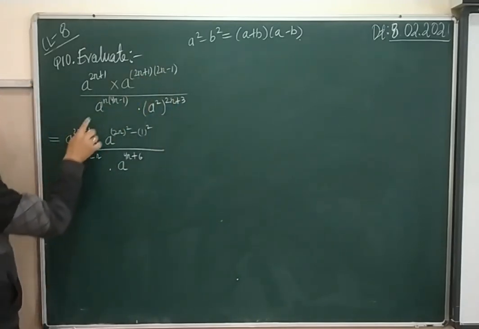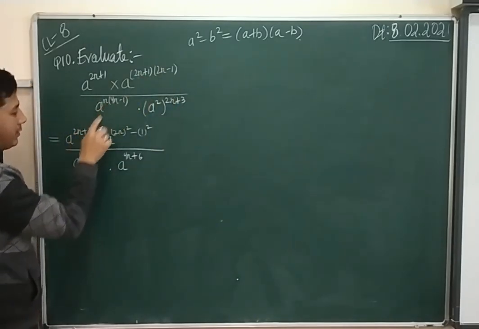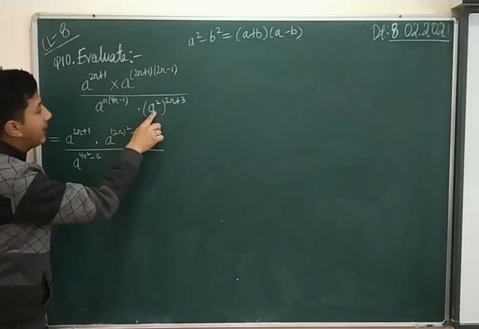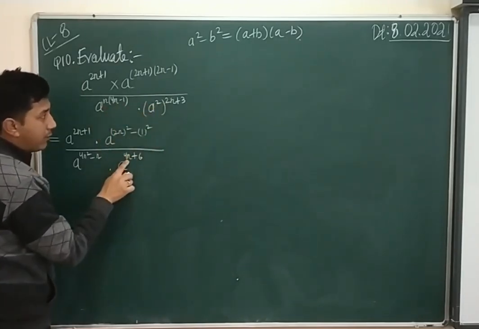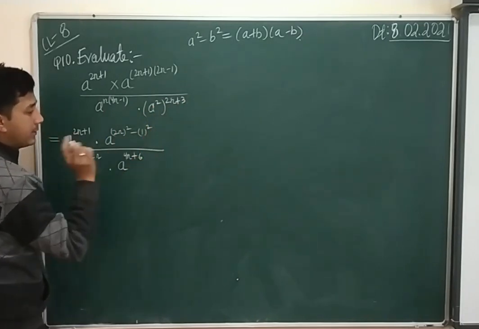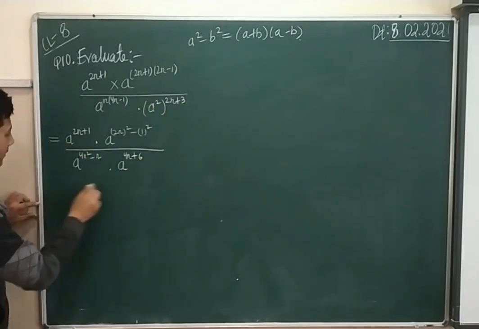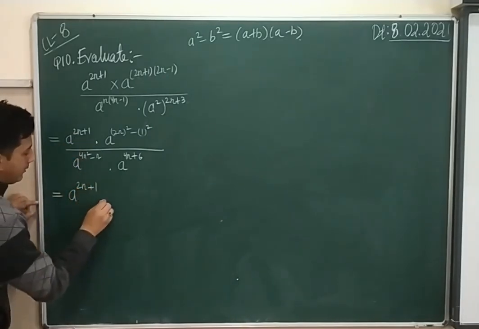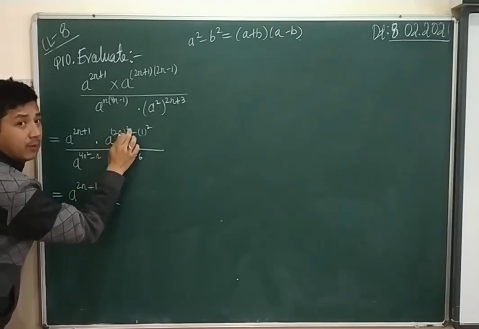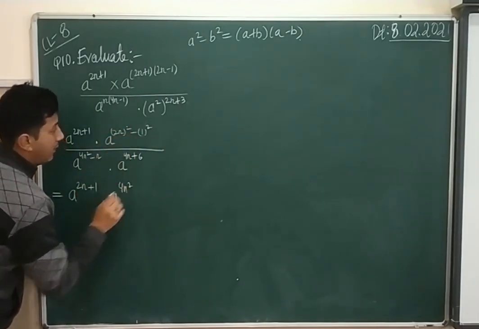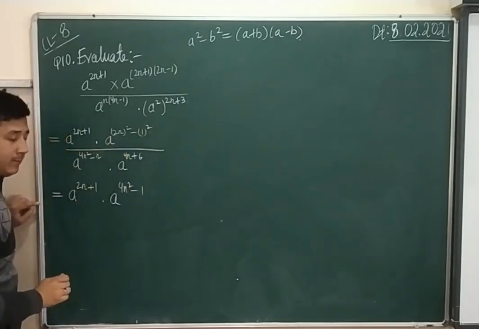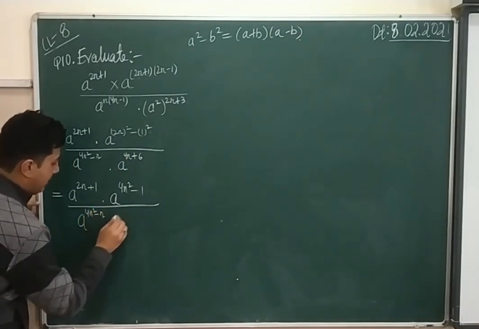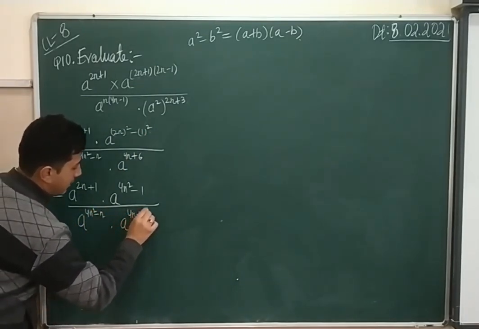Okay? Using the formula. Here you multiply the powers. N into 4n, 4n square. N into 1, n. And here again you multiply in the same way. 2 into 2n, 4n. 2 into 3, sorry, 6. Okay, now let us see what we get. So therefore, we are getting a to the power 2n plus 1 into a to the power 4n square minus 1 square is 1 divided by a to the power 4n square minus n into a to the power 4n plus 6.